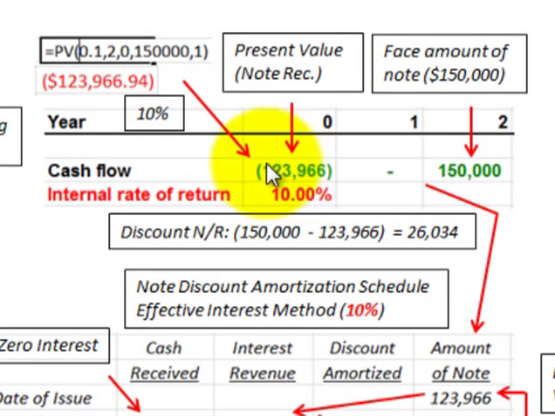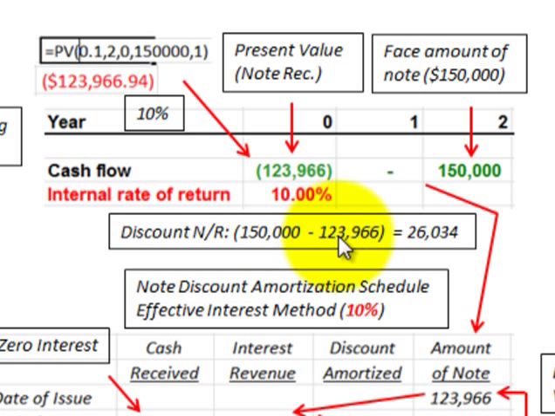So we can just look at our cash flow here. Let's just say we're going to do an internal rate of return calculation here to confirm that present value. So we got the present value of the note received here. We determined it to be $123,966, and then the face amount of the note here in 2 years at its maturity, in 2 years into the future, is $150,000. So plugging that into your computer, we can confirm that that present value of 10% equals the internal rate of return here of 10%.